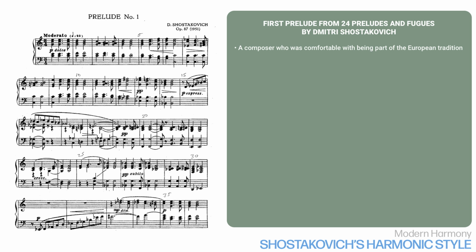Shostakovich was a composer who was comfortable with being part of the European tradition. He was not trying to be revolutionary just for the sake of being different. So often his harmony is diatonic and he uses chords based on thirds. However, like Fauré, he finds ways to make it very personal, often using what I call linear harmony.